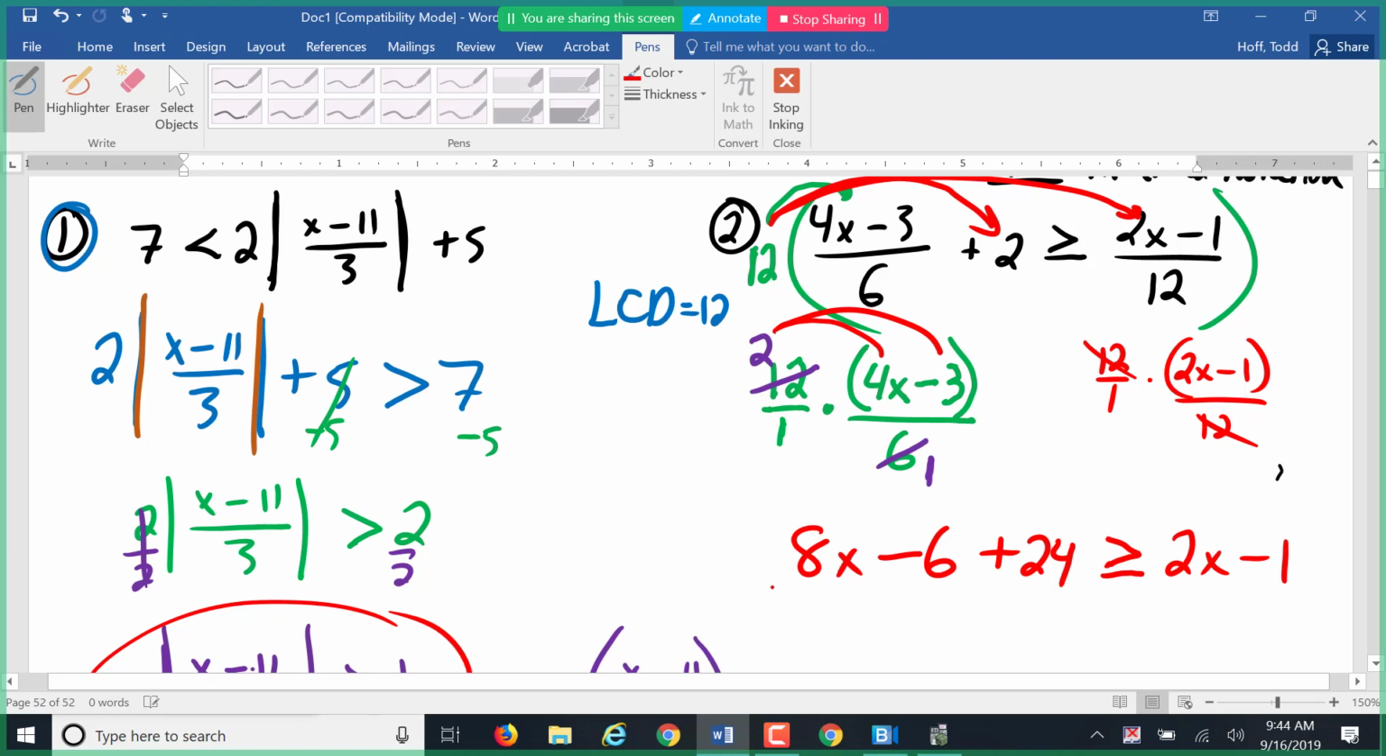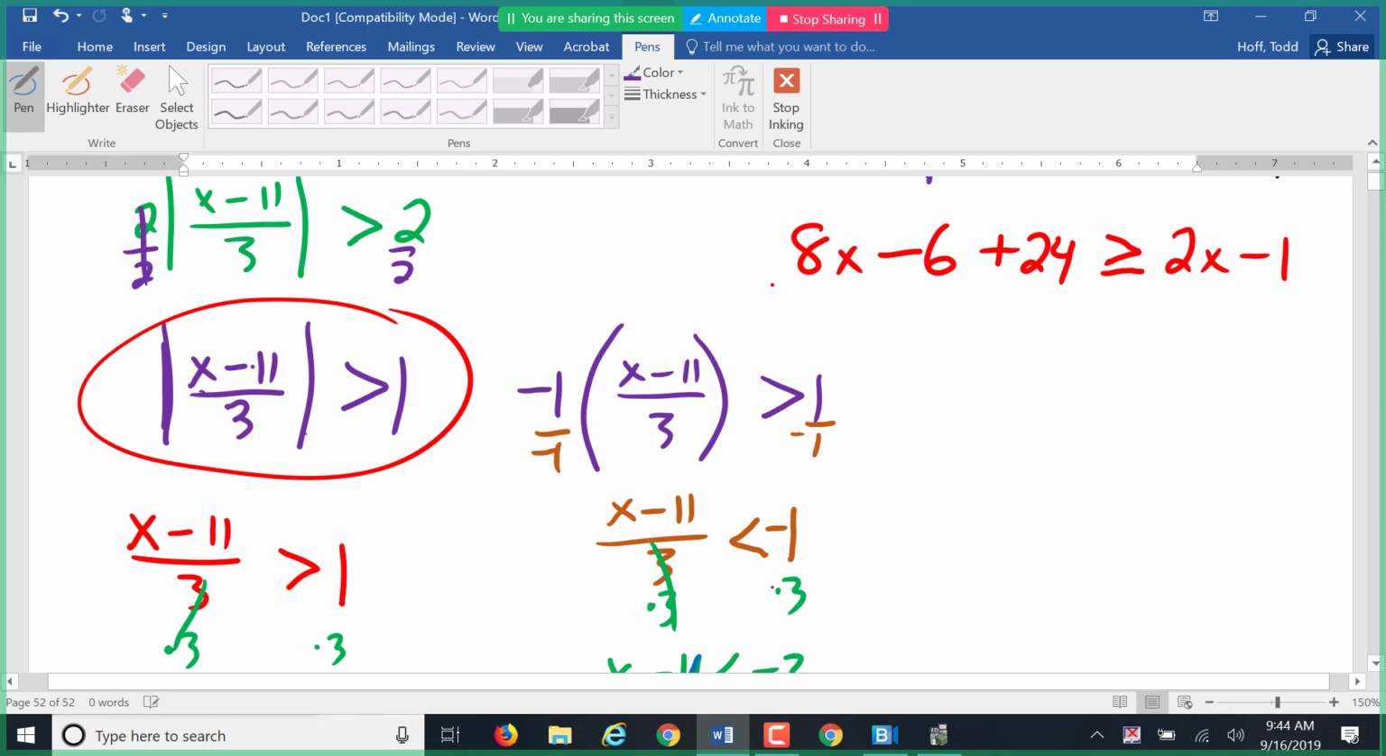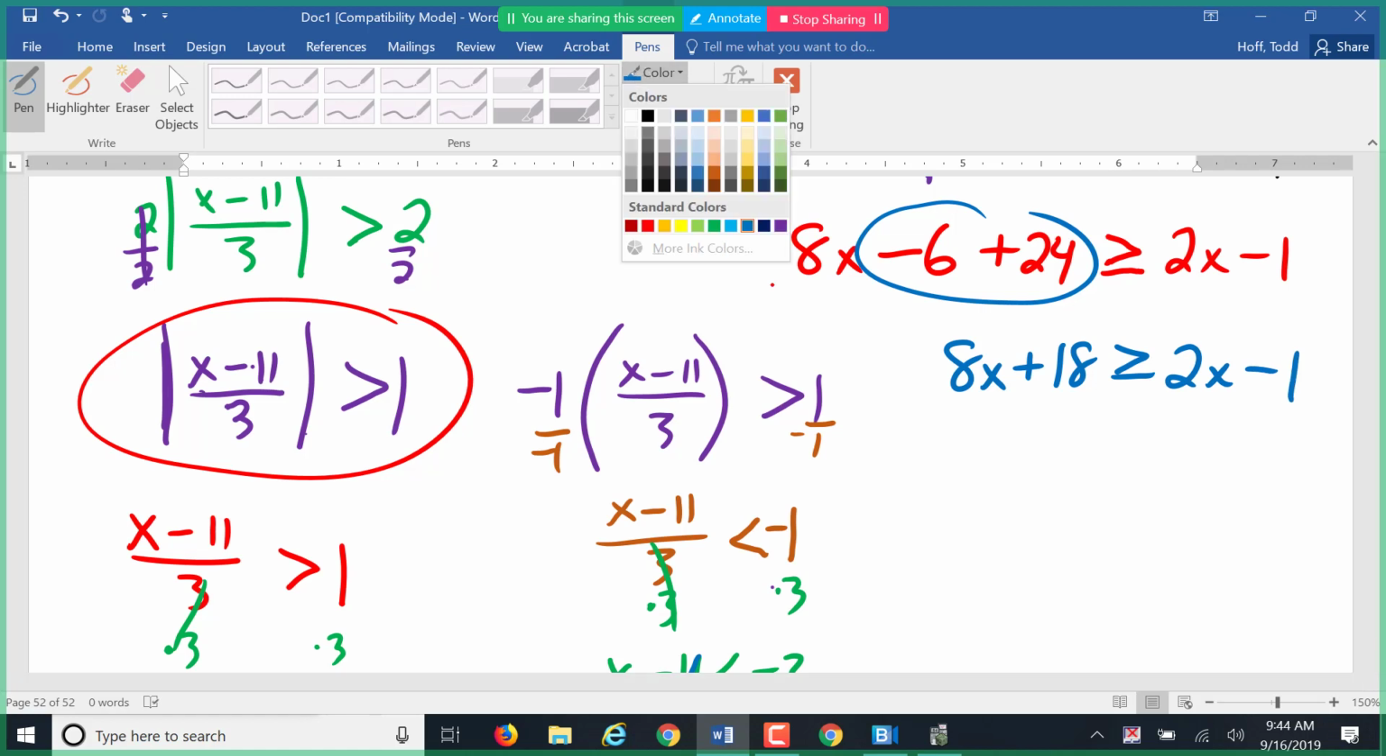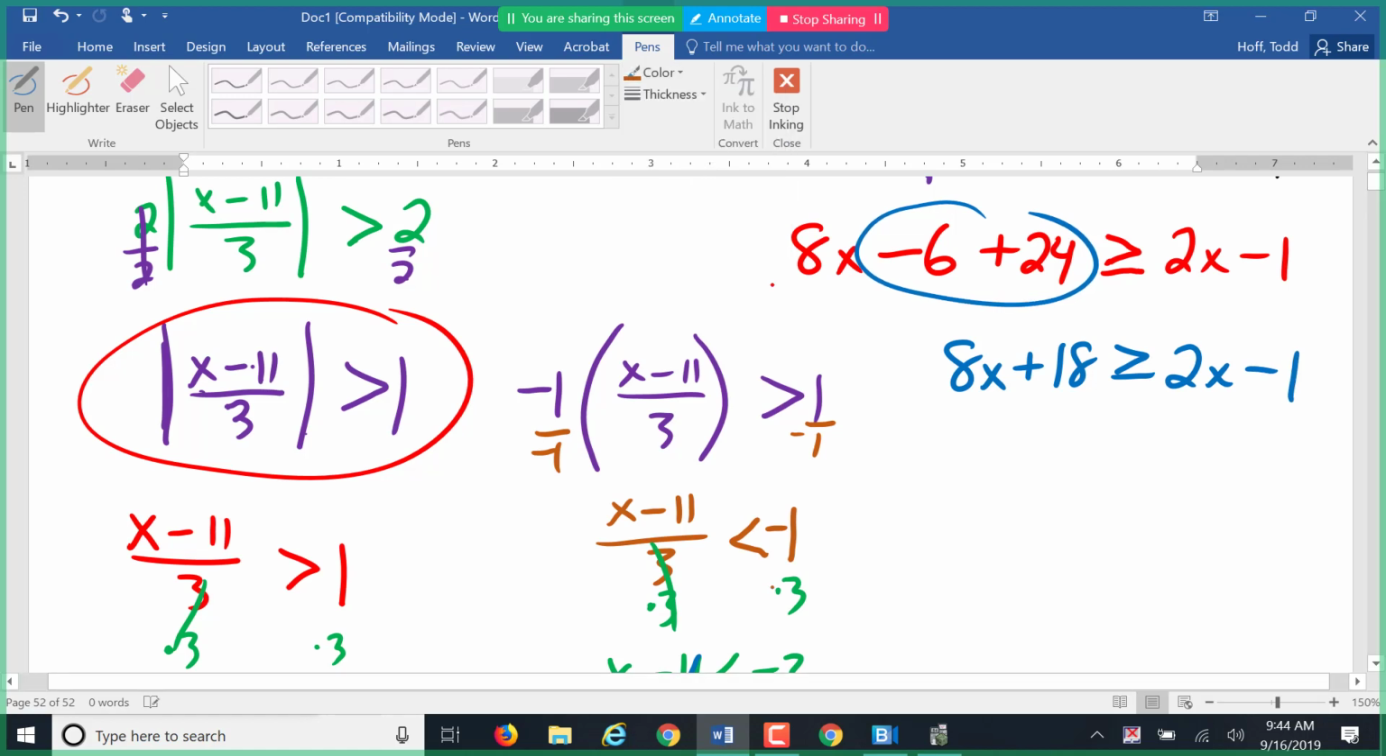So now it's a matter of solving that inequality. I have x's on both sides. Well, first I'm going to combine what I can on each side. On the left side, I can combine the negative 6 and the 24. So the 8x doesn't change. Negative 6 plus 24 is 18. I have 8x and 2x on opposite sides. I have to get rid of one. The smaller one is 2x, so I'm going to subtract the 2x. So we've got 6x plus 18 is greater than or equal to negative 1.